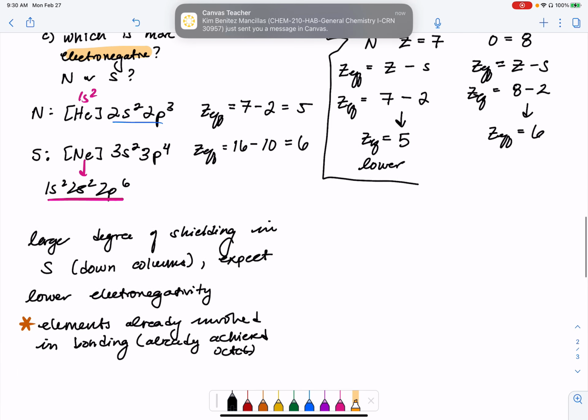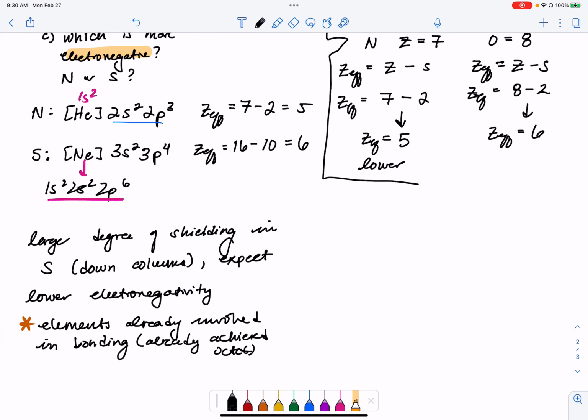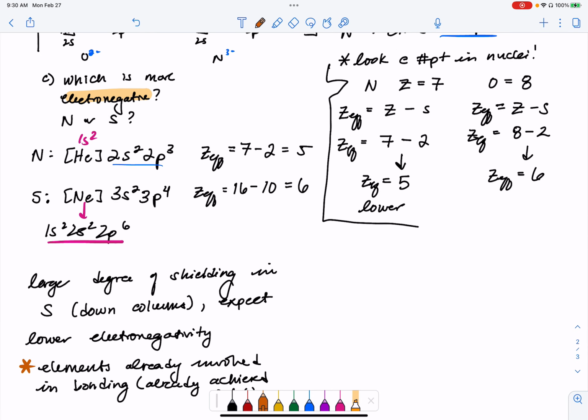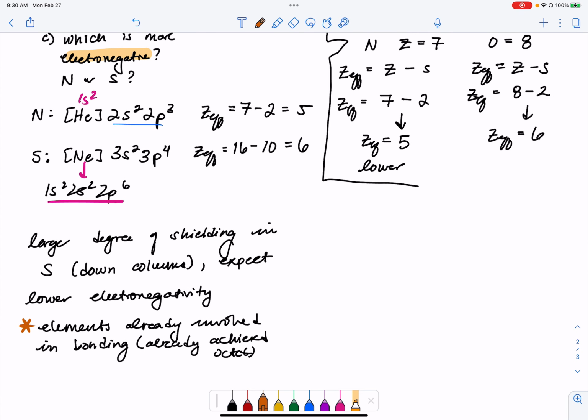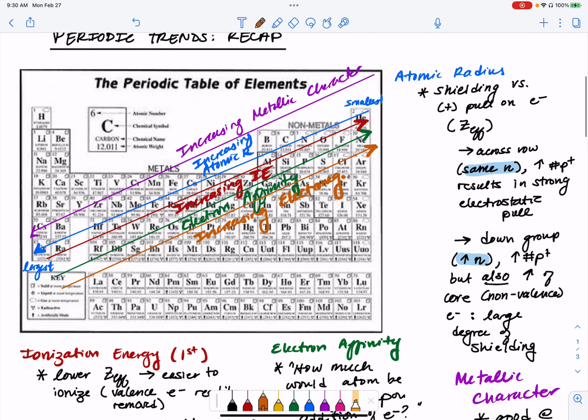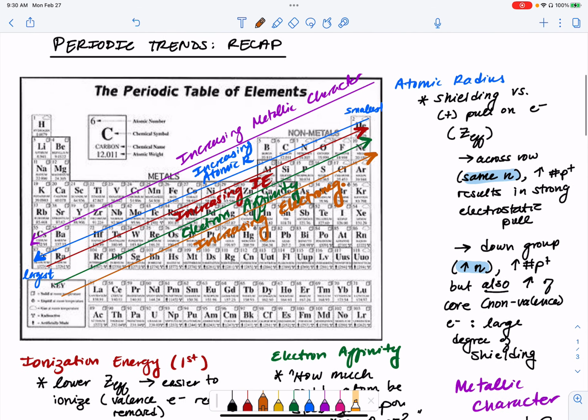So the more electronegative we would expect to be sulfur. Did I just misspeak? I think I did. It's nitrogen, of course. Larger degree of shielding in sulfur. Boom. Okay, you just gotta logic it out based on what we know about electron configuration and effective nuclear charge. That's how this works.